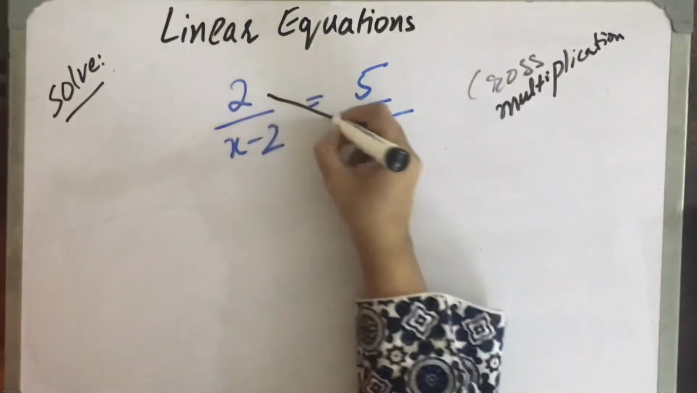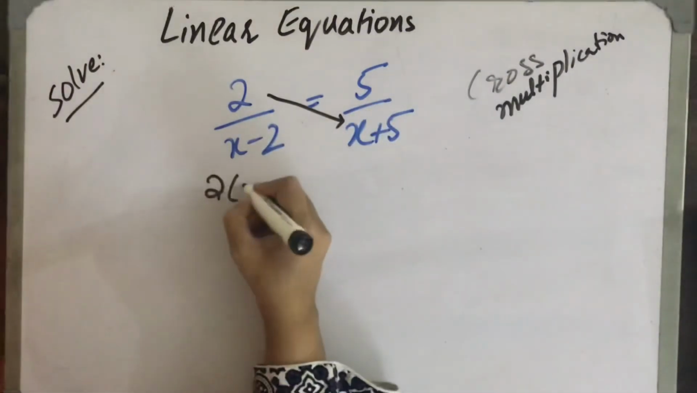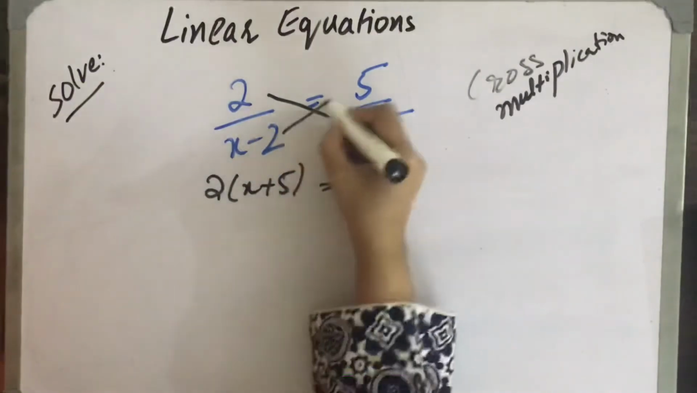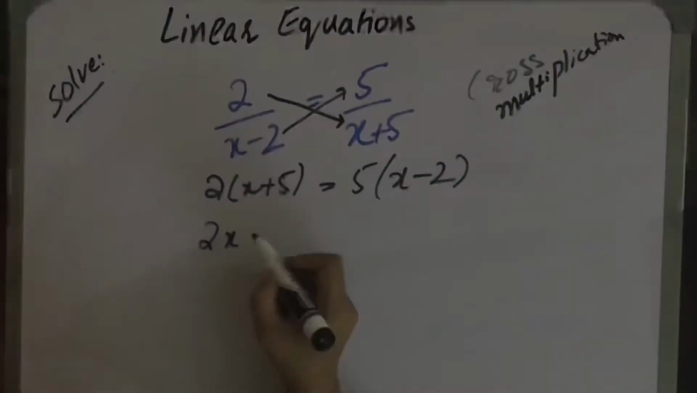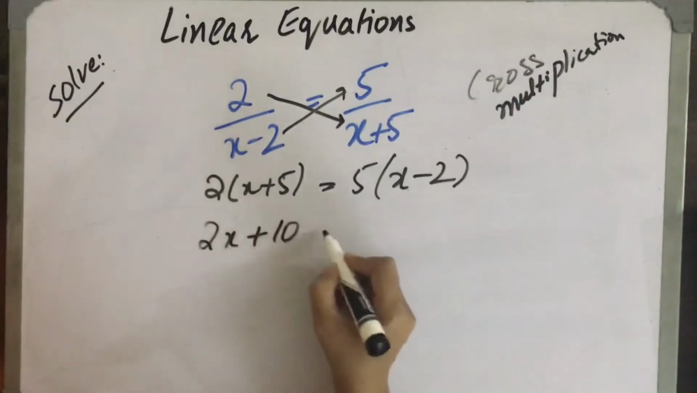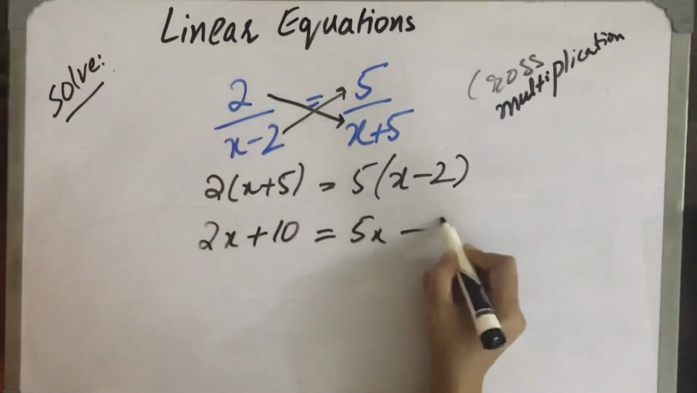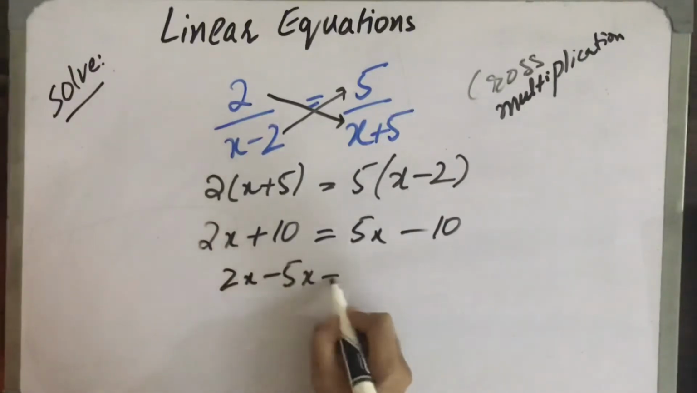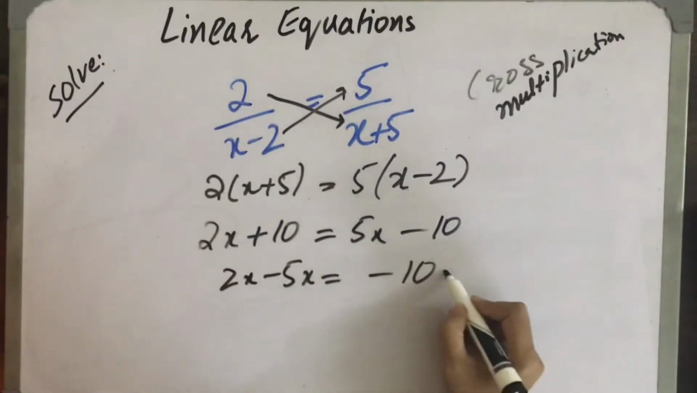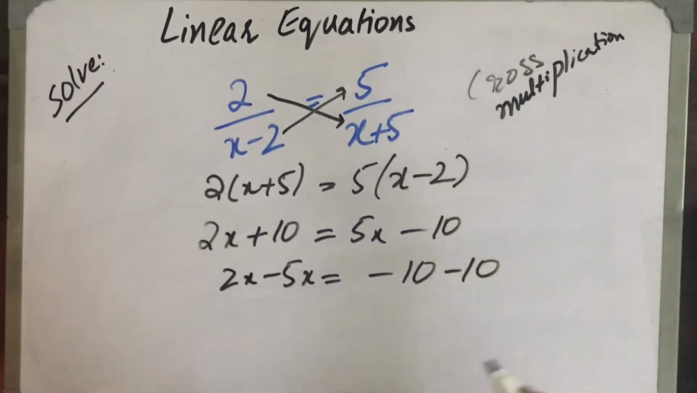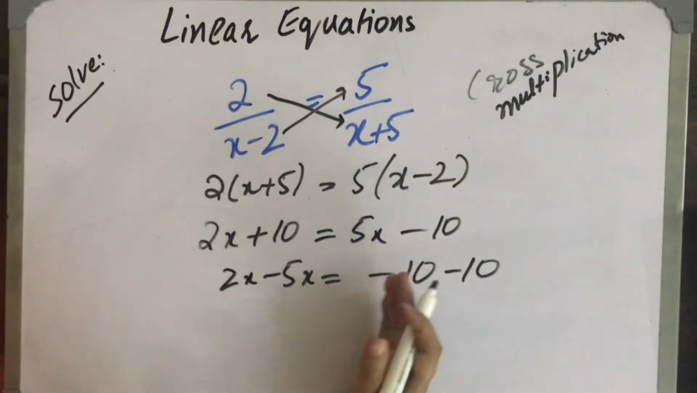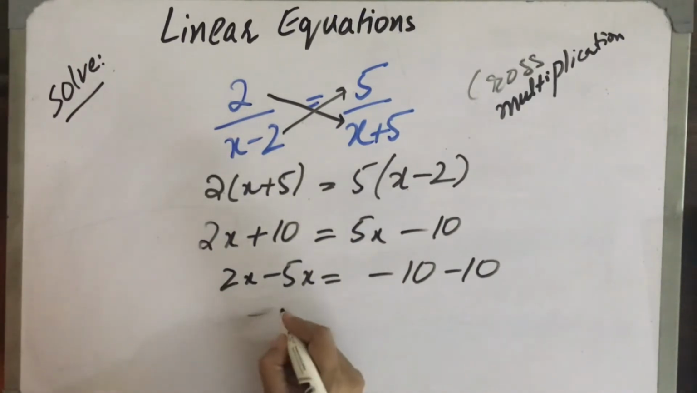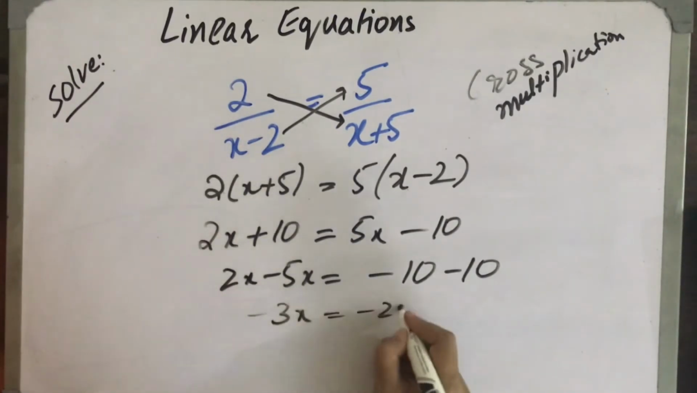I shall multiply this 2 with x plus 5, and I shall multiply this 5 with this x minus 2. 2 multiply with x, 2 multiply with 5, 5 multiply with x, 5 multiply with 2. Bring both the variables on one side and both the constant terms on the other side. When we shift a term from here to there, it will change its sign. It is minus 3x and it is minus 20.